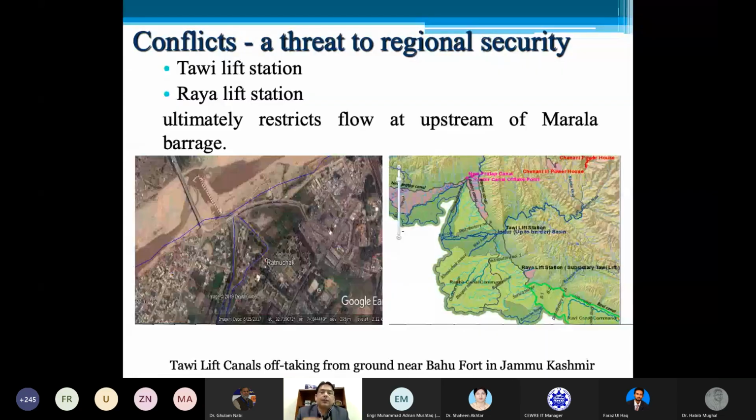Then there are basically offtaking canals that are being constructed upstream of Marala. That is the Tawi lift station and then the Raya lift station. So this is Tawi somewhere here, and this is Raya. These are also canals that are being used to divert water from the Chenab River towards agricultural areas on the Indian side.